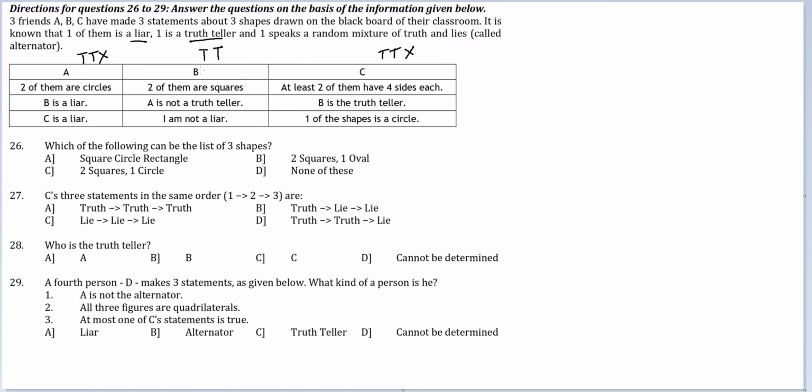And now the three statements that he has made, let's check them. Two of them are squares. Okay, so on the board you will have two squares. A is not a truth teller, we agree with that. I am not a liar, we agree with that. So the three statements that he has made are potentially all true.